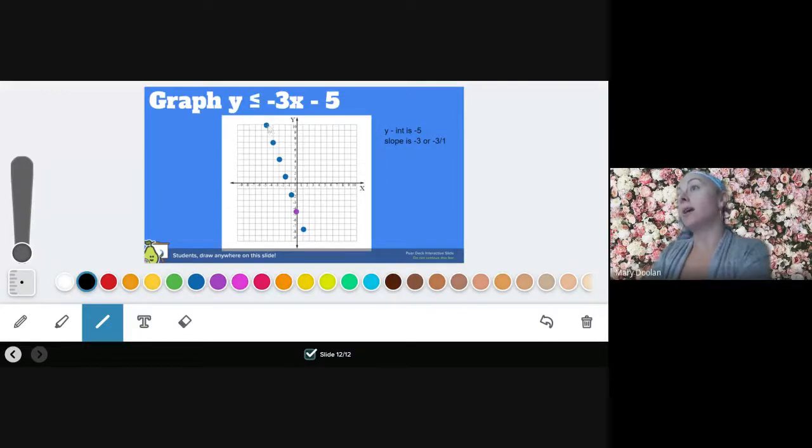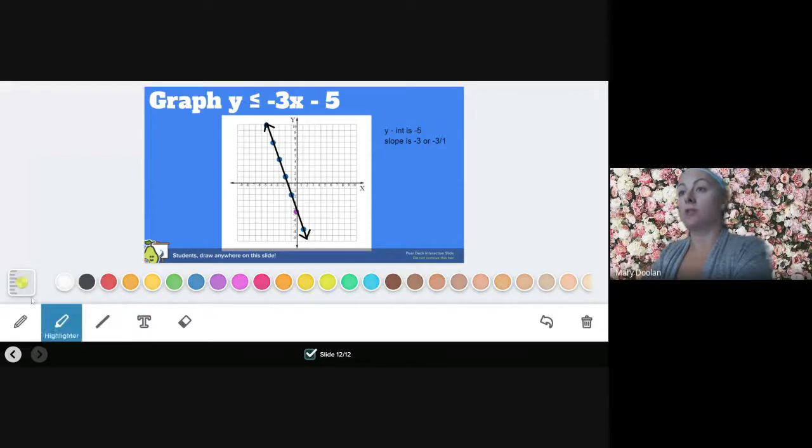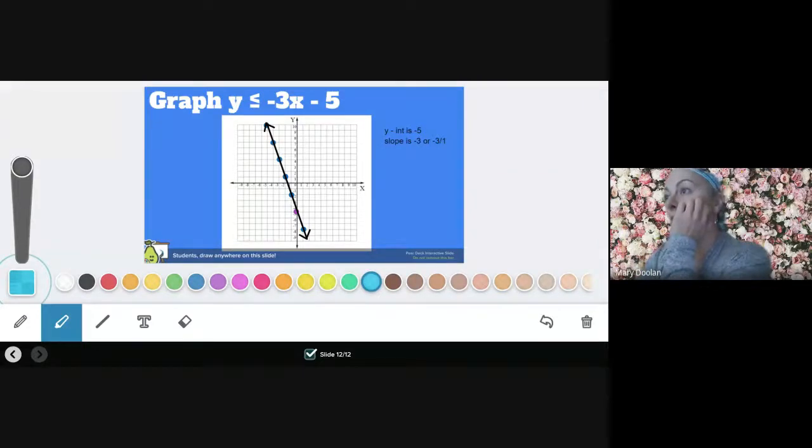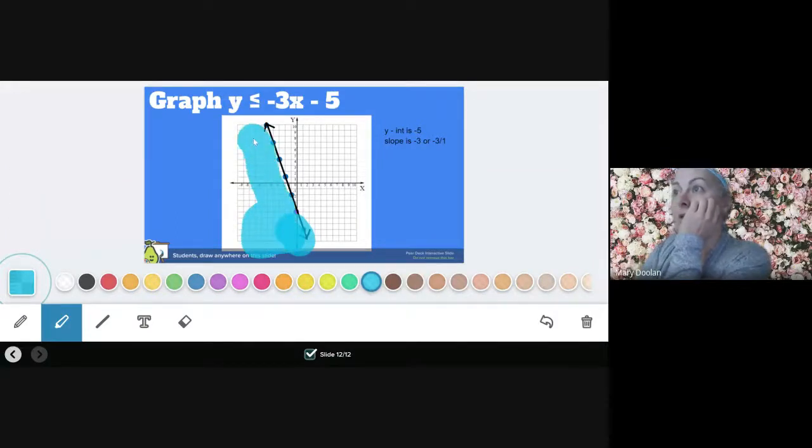And now I'm going to draw a line connecting the dots. I'm going to make arrows at the ends of my line. And I'm going to leave it solid because of this equal to part in the inequality. And then the last step is to shade. So let's use a highlighter to shade. You can shade with whatever color you want. Y is less than. So where is Y less than? I look at where this crosses the Y-axis. That means I need to shade this side. Okay, so I'm shading everything over here. And that's it. That's all I got to do.